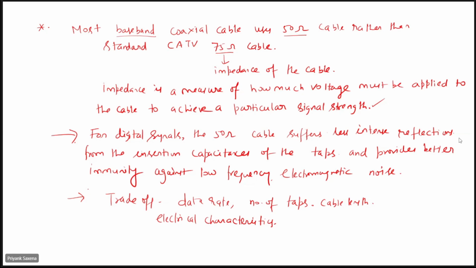Because for digital signals, the 50 ohm cable suffers less intense reflection from the insertion capacitances of the taps, because the stations are connected through taps, right? The stations are connected through taps, as you have seen in a bus topology. That is basically a hardware interface that is provided.